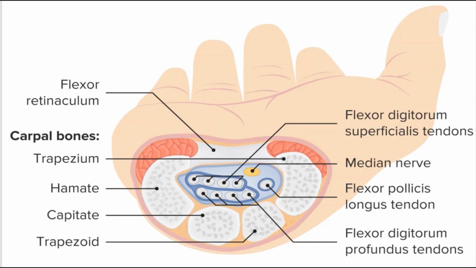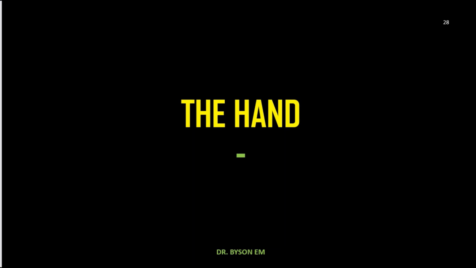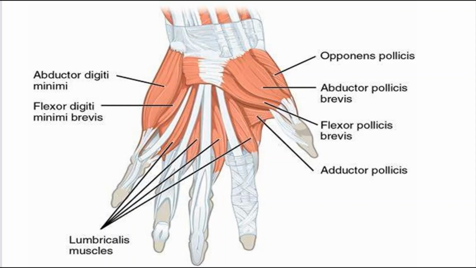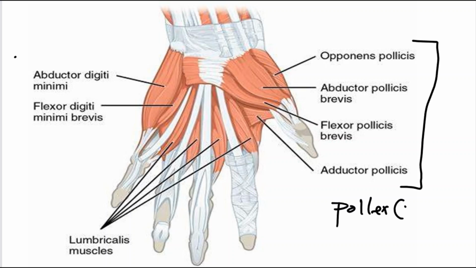The carpal tunnel is very important. Now let's look at the hand, the last but not the least, the hand. These are the muscles of the hand. Most people do not pay attention to the hands, but it usually comes. So the hand, this is where your thumb is, this side. This is where your pollex is. The pollex is the thumb.